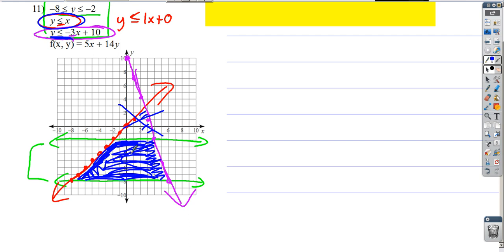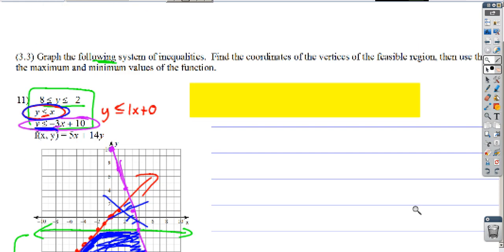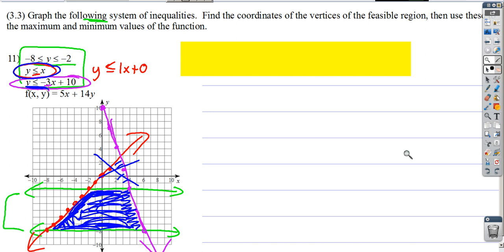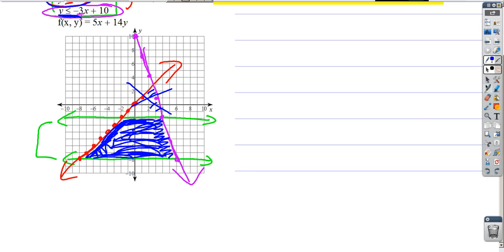So we have this region, it looks like kind of a trapezoid. And it says find the coordinates of the vertices. The vertices means the coordinates of that trapezoid. So this line right here, this orange line, is y equals negative 2. So I know that the y coordinates for these vertices are going to be negative 2. And similarly down here, I know that that line is negative 8. The vertices for that one are going to be negative 8.